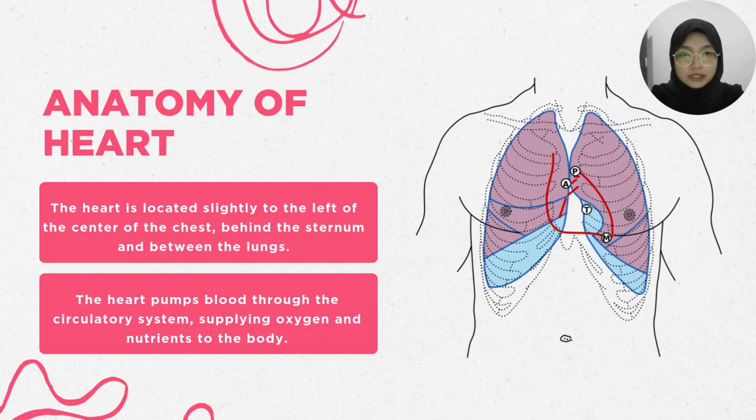Now we're gonna see the location of the heart. As you can see in the picture here, the heart is located slightly to the left of the chest center, behind the sternum and between the lungs. Its primary function is to pump blood through the circulatory system, ensuring oxygen and nutrients are delivered to the entire body.